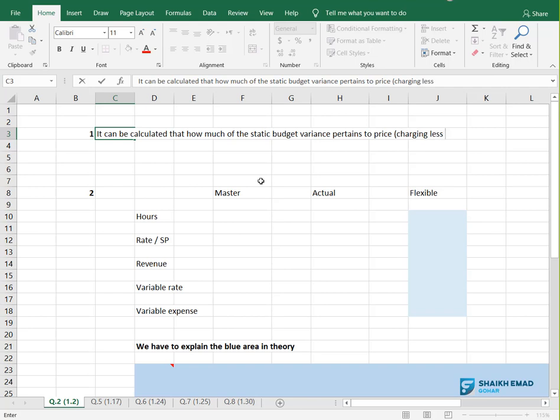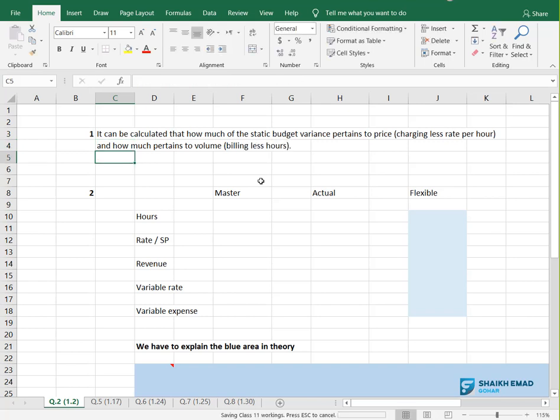Less rate, right? Charging less rate per hour, okay? And how much pertains to volume, okay? Billing less hours. Now see this bracket I have created, the examiner will be so happy to see this. Getting the story? Because he can see that you applied to the scenario.